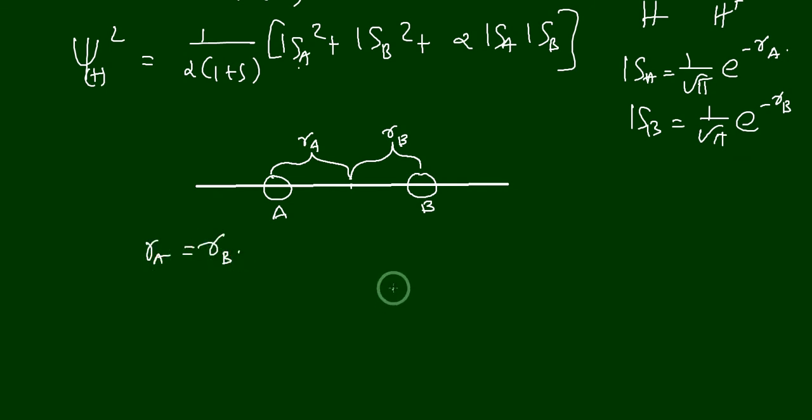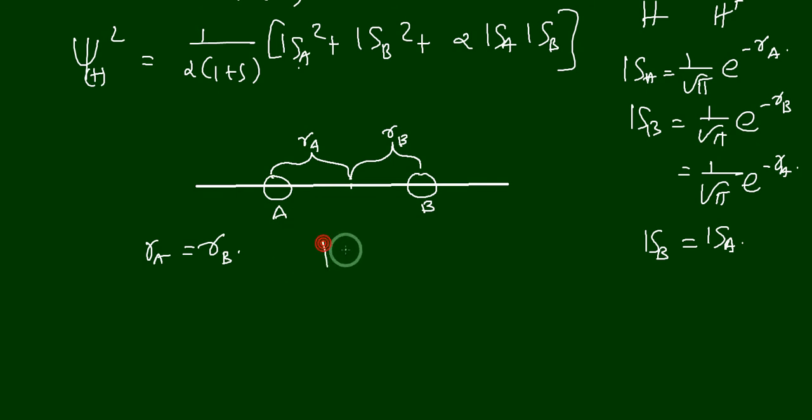So when RA is equal to RB, what will happen to 1s A and 1s B? We can check. Suppose that RA is equal to RB. Then what is the expression for 1s B? 1s B is equal to 1 divided by root pi e raised to minus RB, where RB is equal to RA. Therefore, we can write minus RA. So 1 divided by root pi into e raised to minus RA. What is that? That is actually 1s A. So in between the nuclei, 1s A is equal to 1s B.